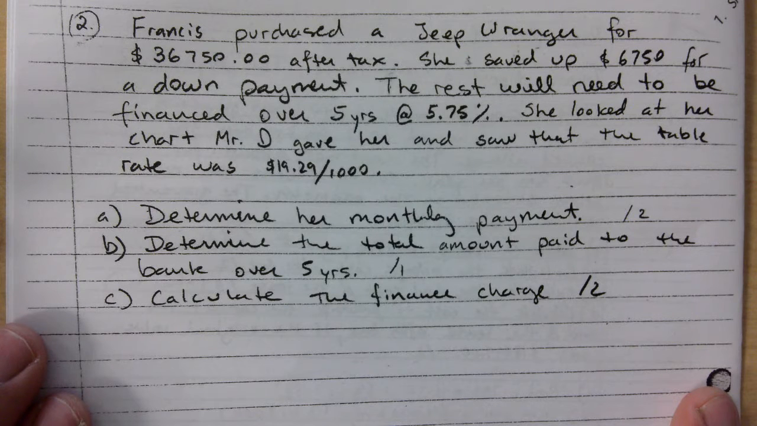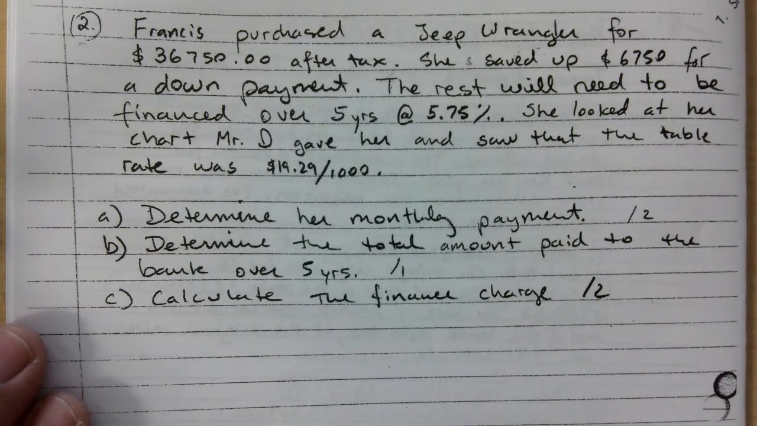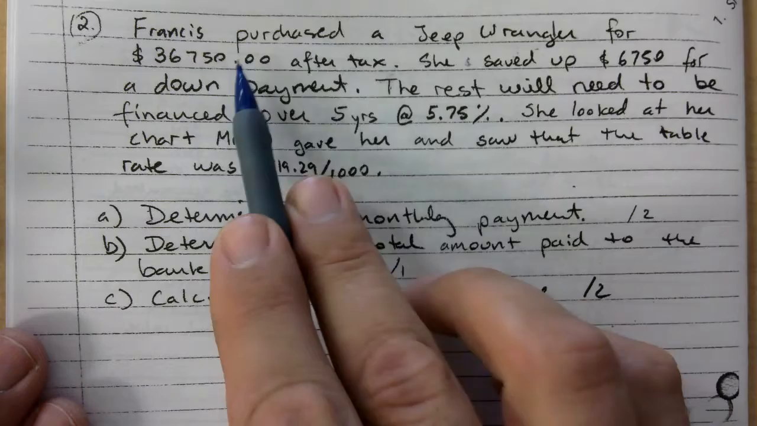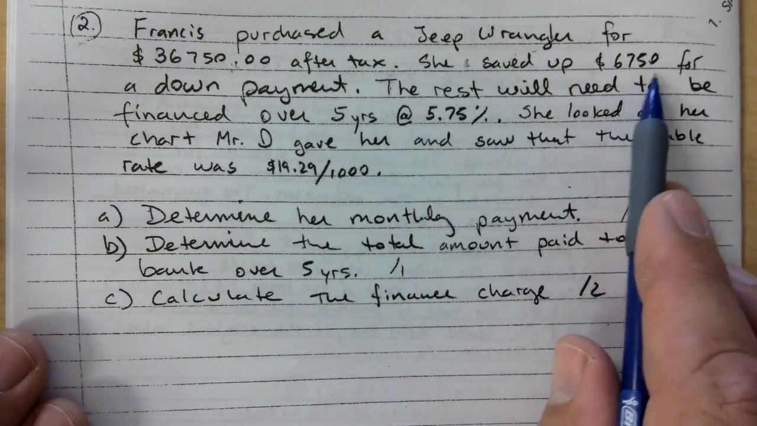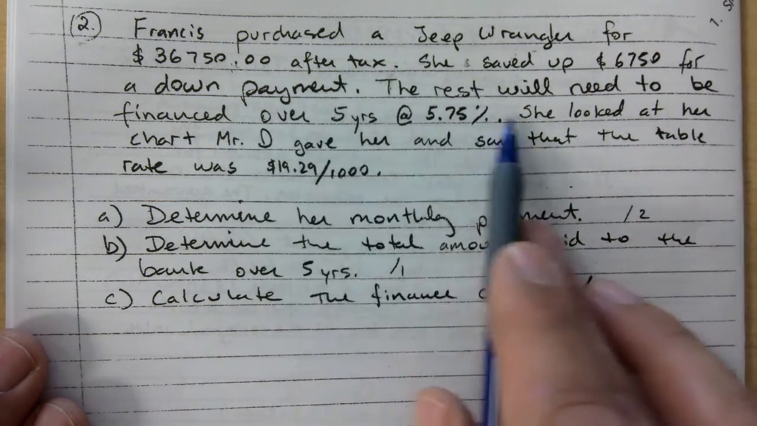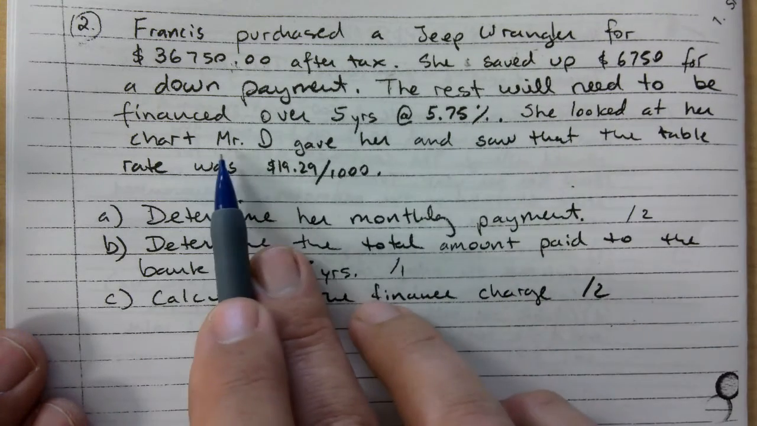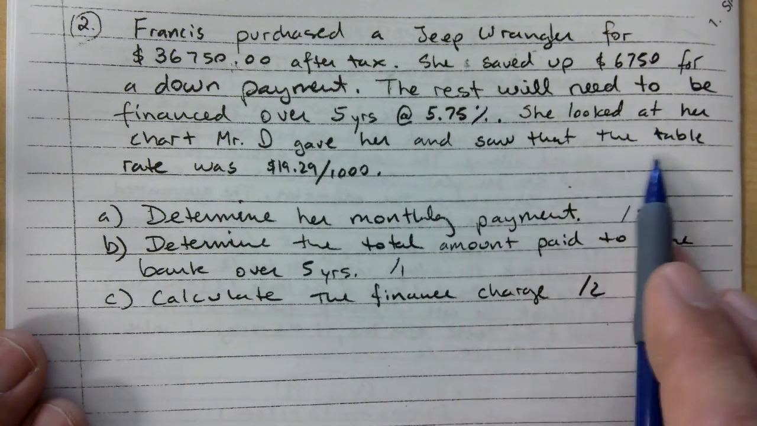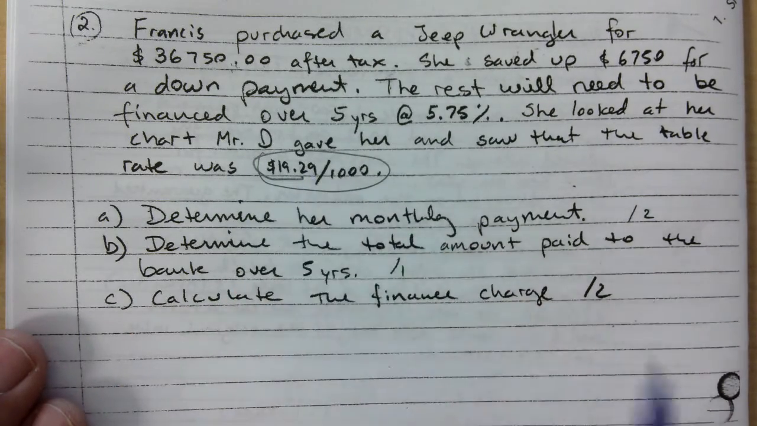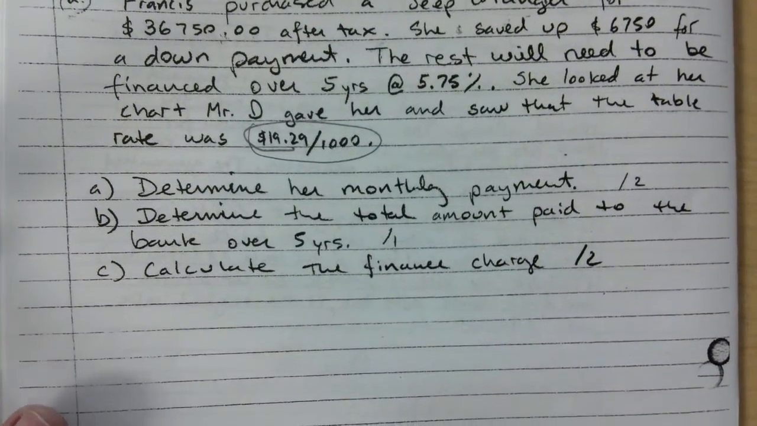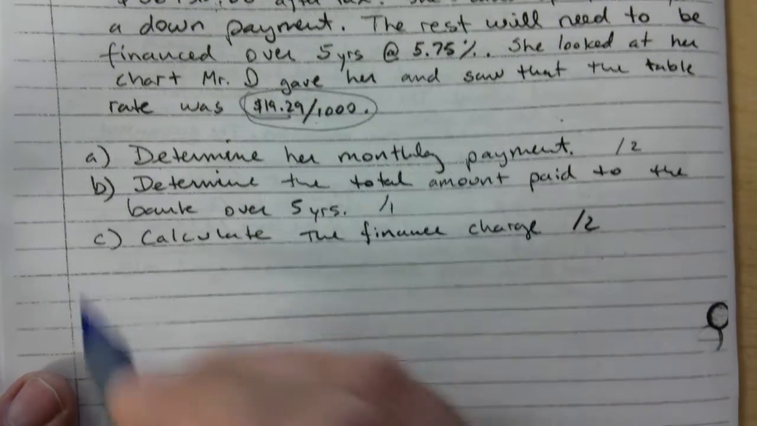Francis purchased a Jeep Wrangler for $36,750 after tax. So they're telling you that this price is already including tax. She saved up $6,750 for a down payment. The rest will need to be financed over 5 years at 5.75. She looked at her chart Mr. D gave her and saw the table rate was there. You didn't even need your table for that. And so that's the one you're going to use for the payment. So determine her monthly payment.